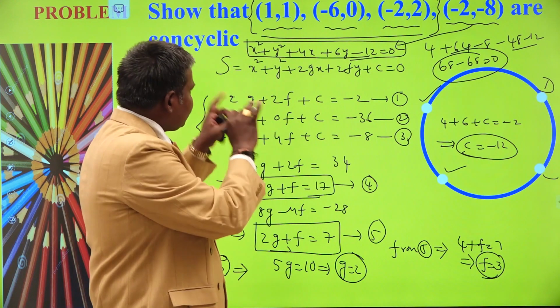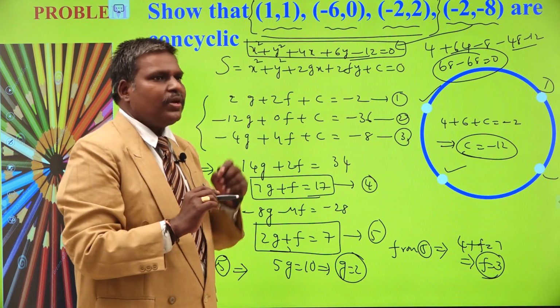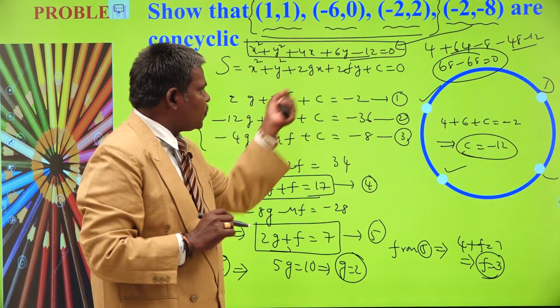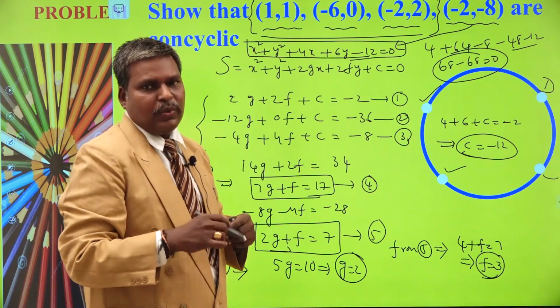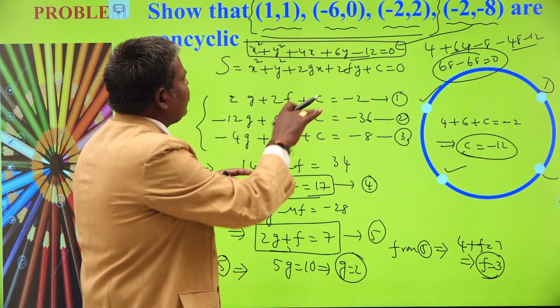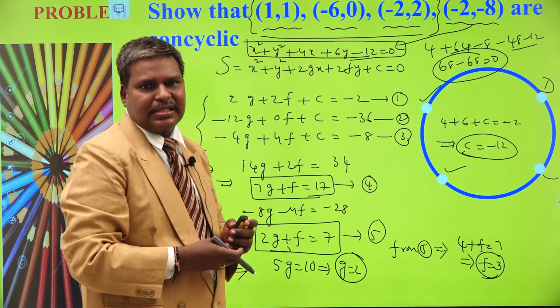99% of the problem is finding the equation of the circle passing through 3 points. Just add one condition: substitute the 4th point in the circle equation itself. We obtain the equation of the circle passing through 3 points and substitute the 4th point. If it satisfies, we say that the 4 points are concyclic.